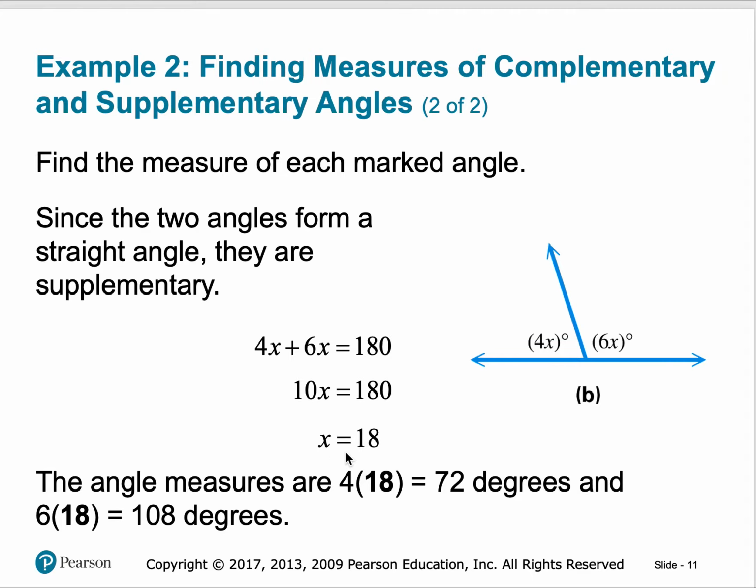Then I'm going to solve for x and get 18, but they asked me for the measure of the angle, not for the value of x. And this is a place to be really careful in the math lab, because if you entered x equals 18, your answer would be wrong. You have the right math, but the wrong final answer, because you need to plug the 18 in for x to get 72 and 108. Now remember, if I add 72 and 108 together, they should be 180, and you can use that as a self-check.